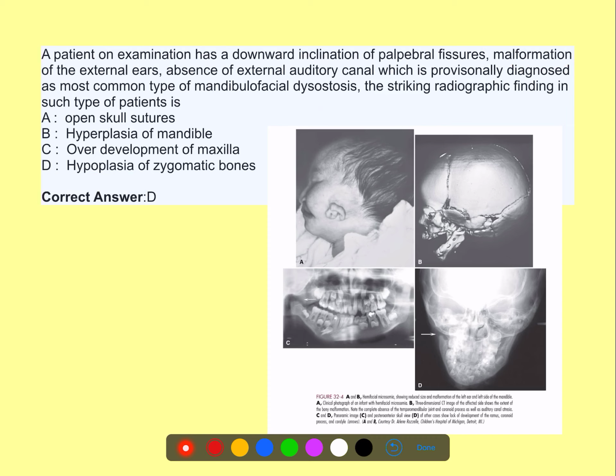This is a clinical question, where all the clinical features are combined with the radiographic findings. It is of a syndrome. A patient on examination has downward inclination of palpebral fissures, malformation of the external ears, and absence of the external auditory canal. So these all are the clinical features that you can see on the patient. Then you have given a provisional diagnosis of one common type of mandibulofacial dysostosis as a provisional clinical diagnosis.